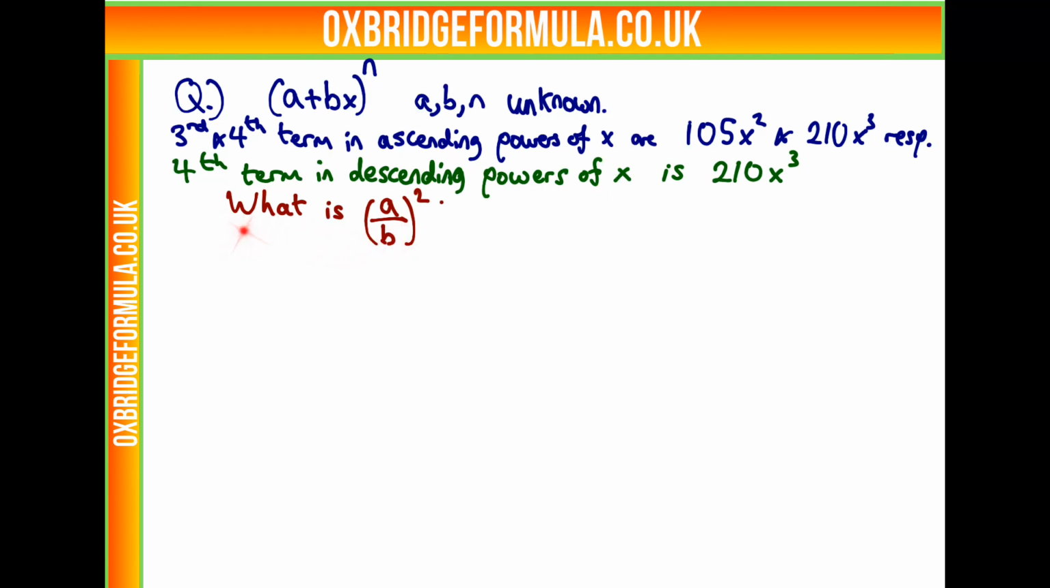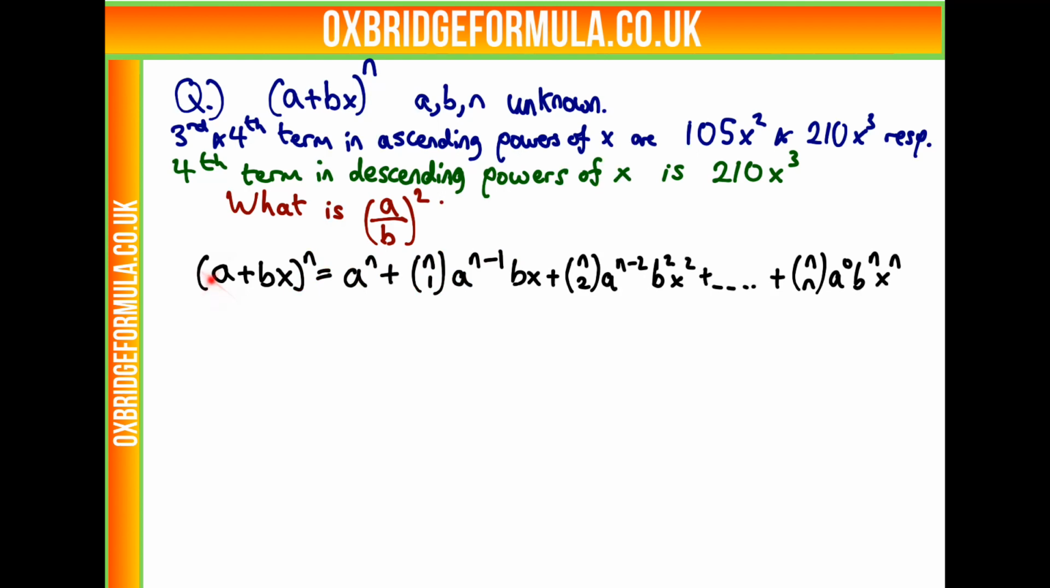So taking the hint from the question, let's work out the expansion of this. How might we do that? Well, we can use the binomial theorem, and that gives us that (a + bx)^n is precisely a^n + (n choose 1) a^(n-1) bx, and so on in this format. So maybe let's try and work out what our value of n is.